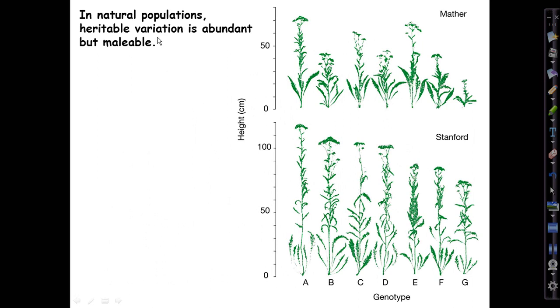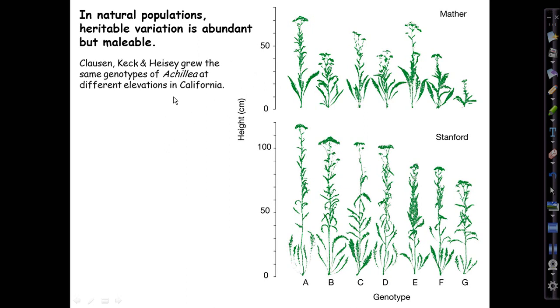Okay, so what we know from all these studies of evolution in the here and now is that there is a lot of heritable variation in natural populations. And we'll come back to that in the second part of the lecture. But we want to talk about a way in which that variation is malleable, that is changeable, which is also a feature of it.